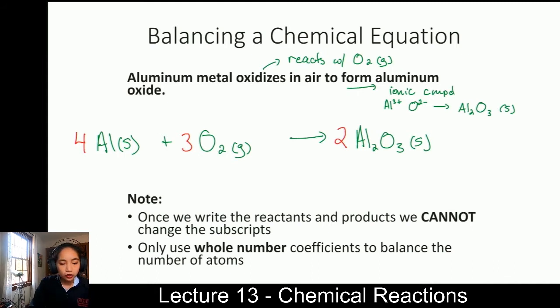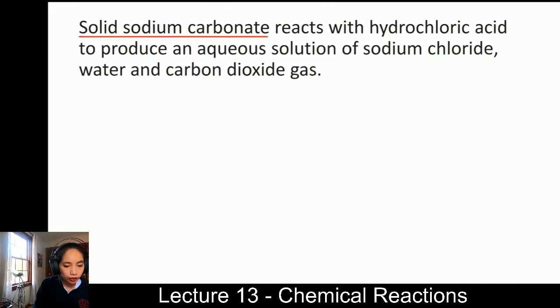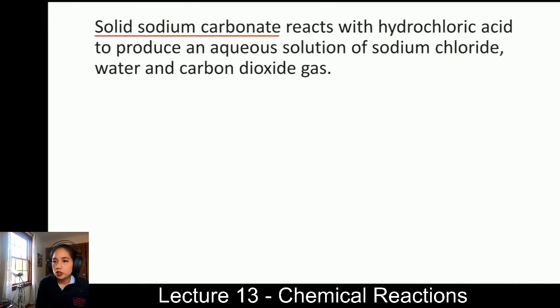Let's take a look at our next example problem, balancing this chemical equation. This description says solid sodium carbonate reacts with hydrochloric acid to produce an aqueous solution of sodium chloride, water, and carbon dioxide gas. All right, so we're going to write out our skeleton chemical equation and then balance the atoms at the end. So we need to identify all of the chemicals that are involved in this reaction.